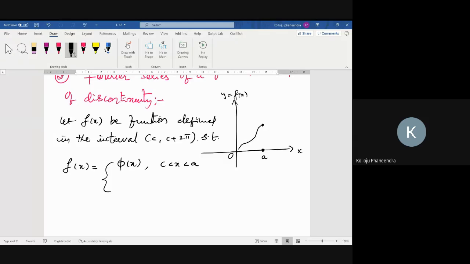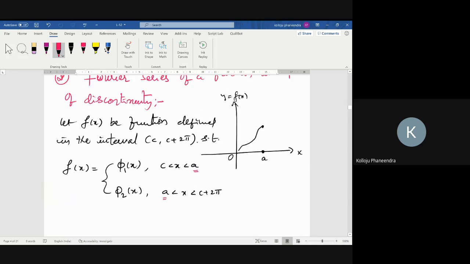And another function, phi 2 of x, for a less than x less than c plus 2 pi. So at the point a, what is the function value? I don't know. Let me explain graphically.